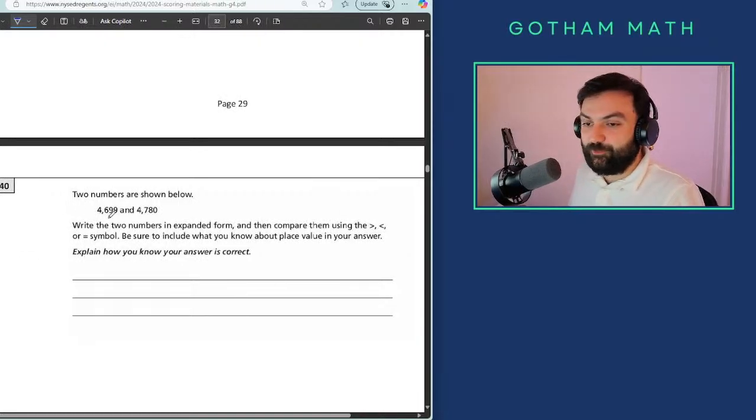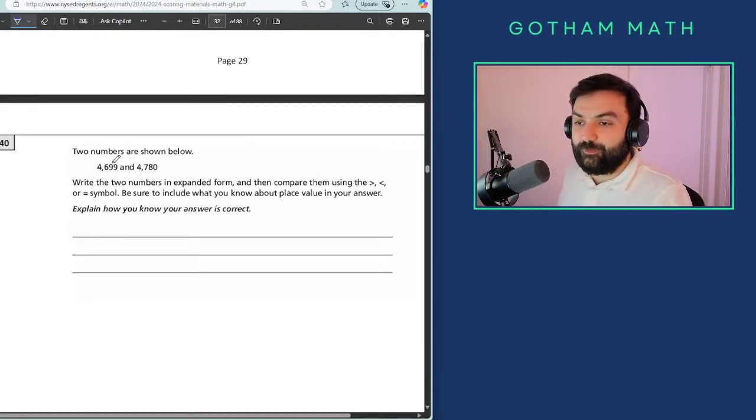Let's move on to question number 40. So, 2 numbers are shown below. 4,799 and 4,780. Write the 2 numbers in expanded form, and then compare them using the greater than, less than, or equal sign. Be sure to include what you know about place value in your answer. All right, so what would we do? We would do 4,000 plus 600 plus 90 plus 9.